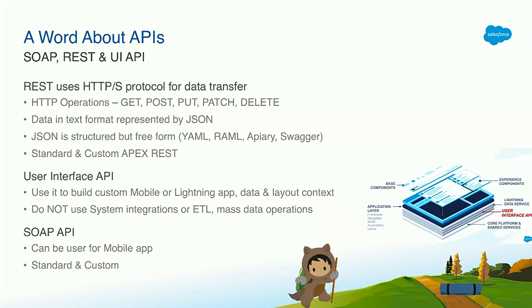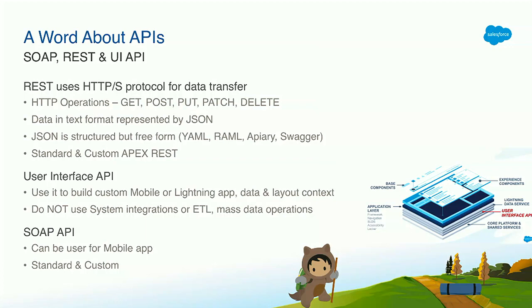So, a word on APIs. Every mobile application lives off of APIs. Most mobile applications leverage REST API, sometimes standard, sometimes custom. Occasionally, you would use something like user interface APIs that enable you to bring data and metadata together so you can render your screens dynamically versus hard coding that on your iOS or Android platforms. And then there's a SOAP API that can be leveraged. Sometimes it is useful, not always. Most of the time, REST API is what's being used.